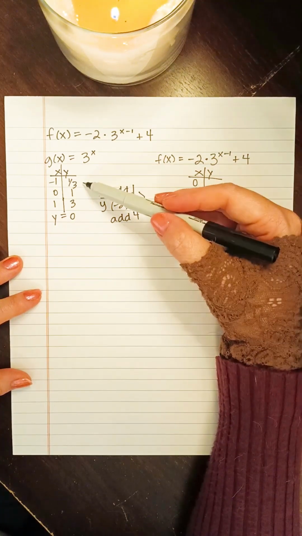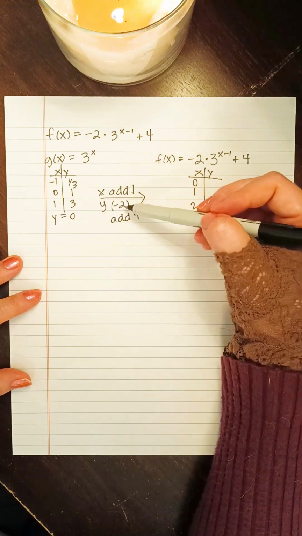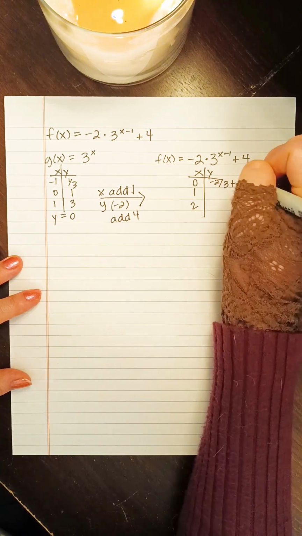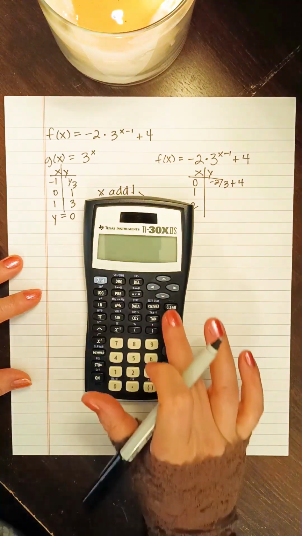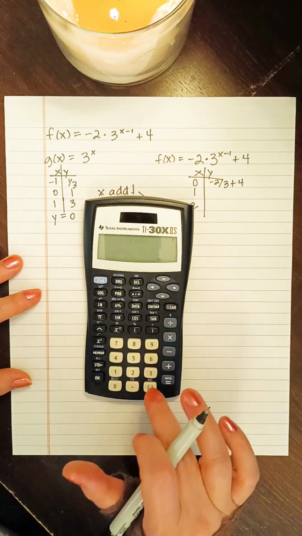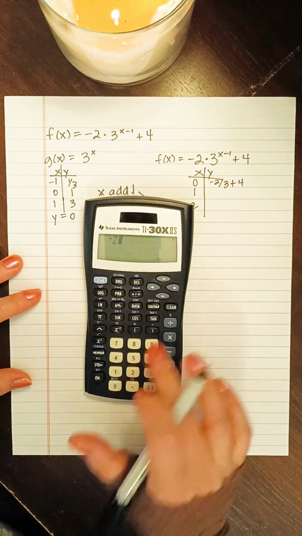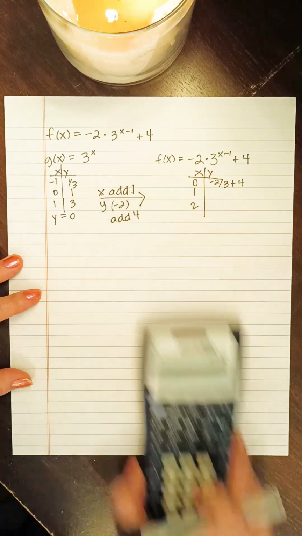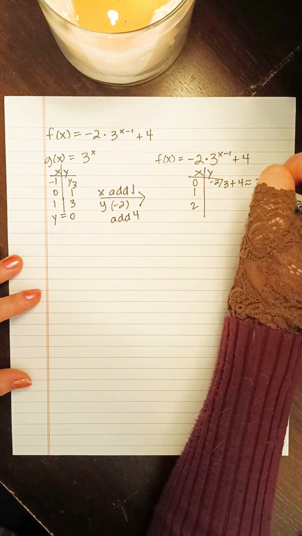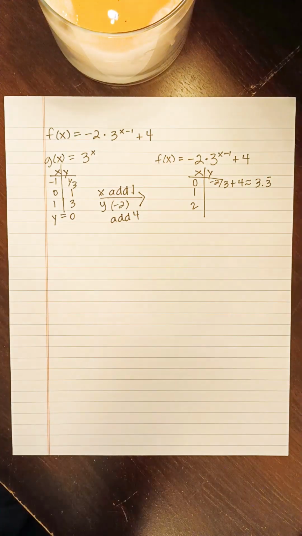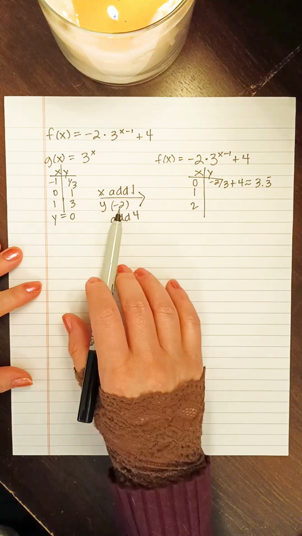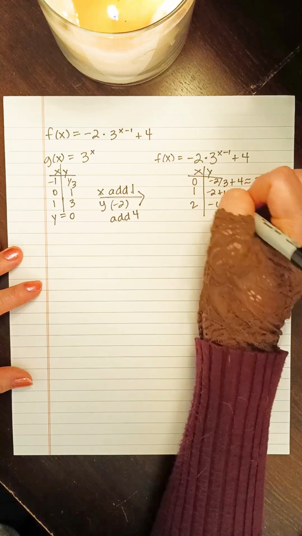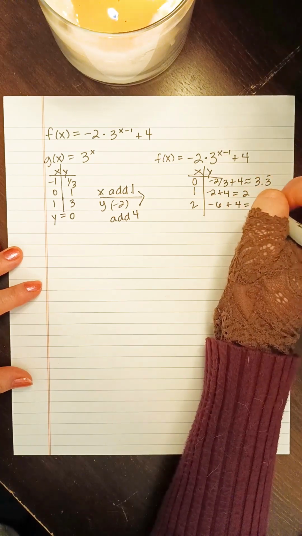And then I'm going to take all these numbers here and multiply by -2, add 4. So 1/3 times -2 is -2/3 plus 4. Let's look at the approximate value. It's about 3.3 repeating. And then 1 times -2 is -2, plus 4 is 2. 3 times -2 is -6, plus 4 is -2.